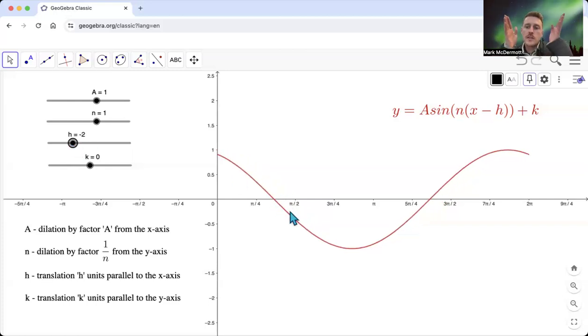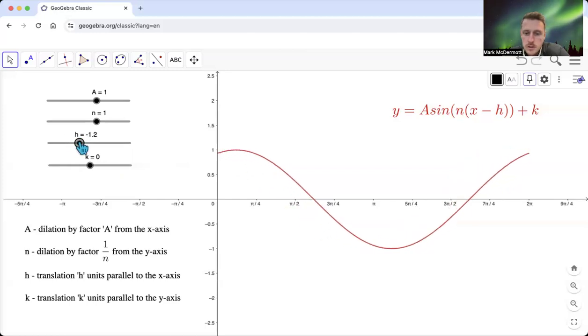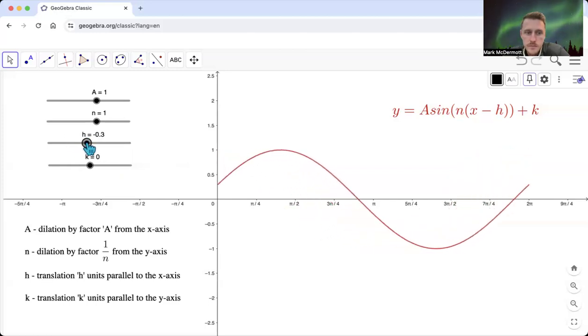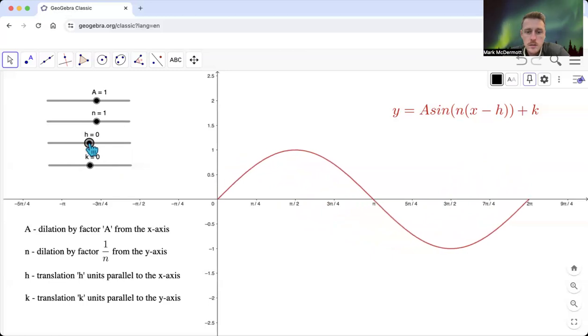Now, because I'm just graphing it between 0 and 2 pi, it can be a bit hard to see that it's a shift. But just pick some point. Let's look at this point at the bottom here and just watch it move to the right as I move the graph. So hopefully you can see that's a translation left to right. Okay, and then the last thing is this k value, which is a vertical translation.